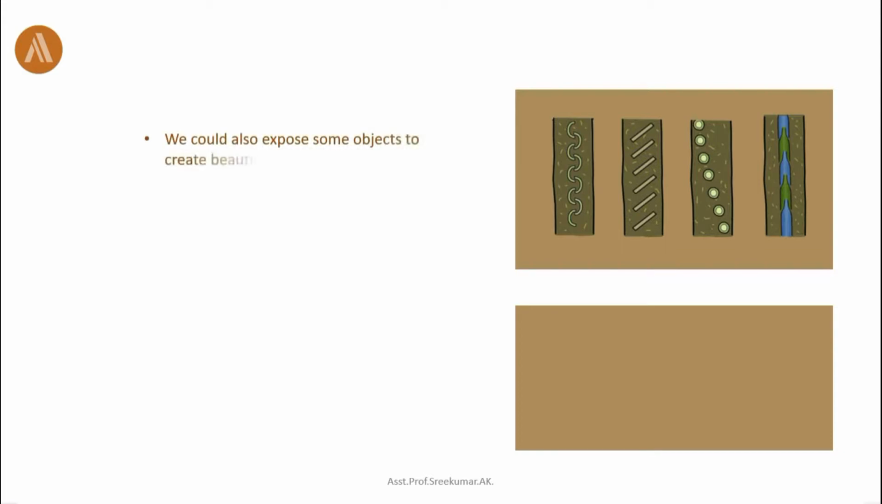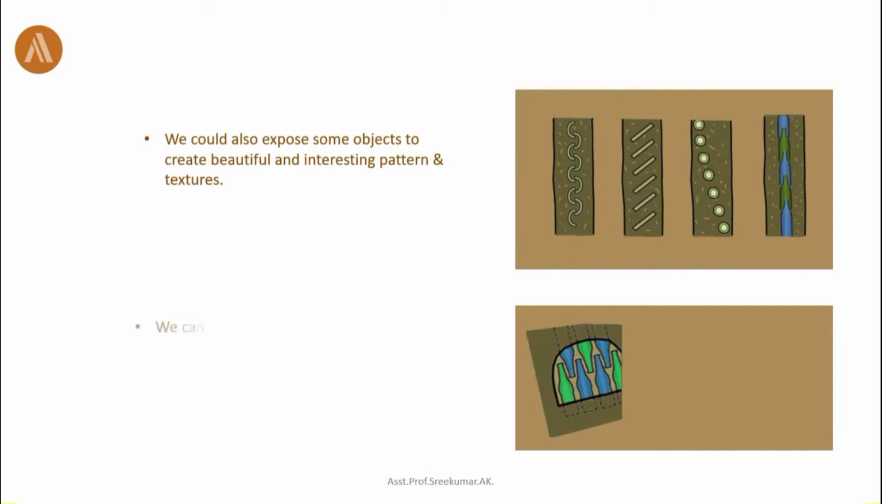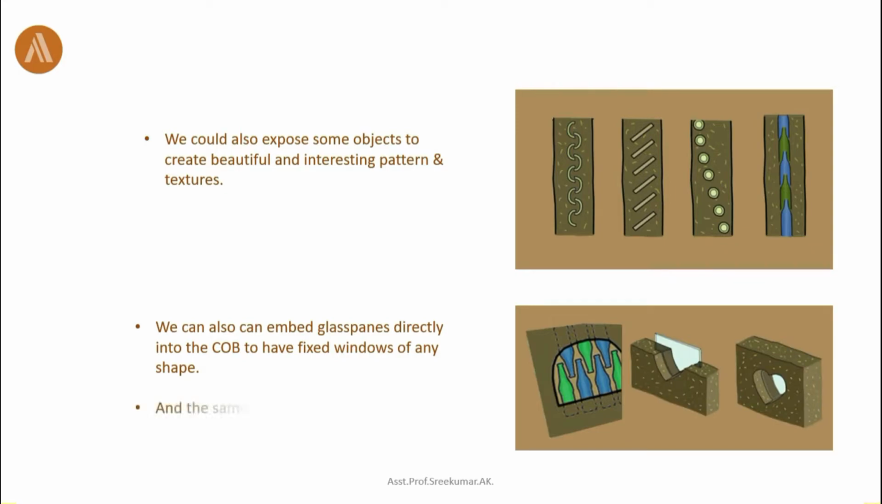We could also expose some objects to create beautiful and interesting patterns and textures. We can also embed glass panes directly into the cob to have fixed windows of any shape, as you find here on the screen. And the same is true for fixed louvers and grills of all kinds.